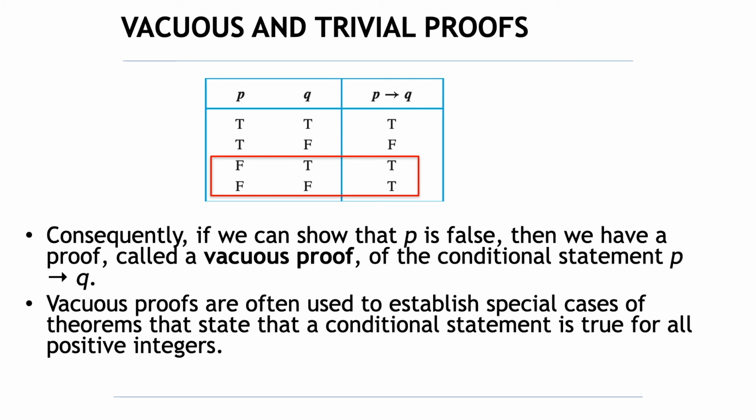Okay, we just proved that the conditional will be true. This type of proof is called a vacuous proof on the conditional statement P implies Q. This type of proof is often used to establish special cases of theorems that state that the conditional statement is true for all positive integers, for instance.